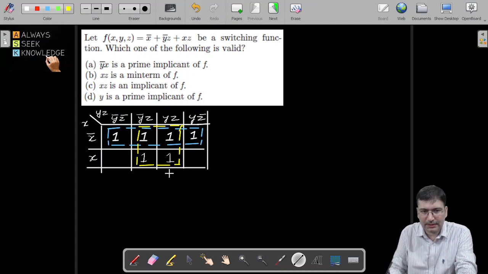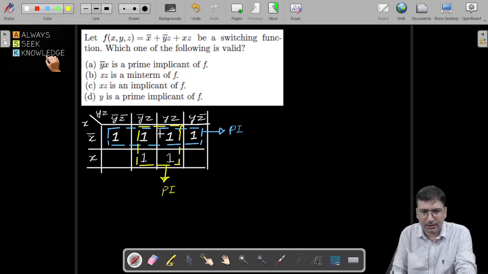So we can say this is a prime implicant, and this next one is also a prime implicant. Now we need to check whether it is an essential prime implicant or not, right? These are prime implicants, there's no doubt. So I'm writing PI, and this yellow one is also a PI, right?